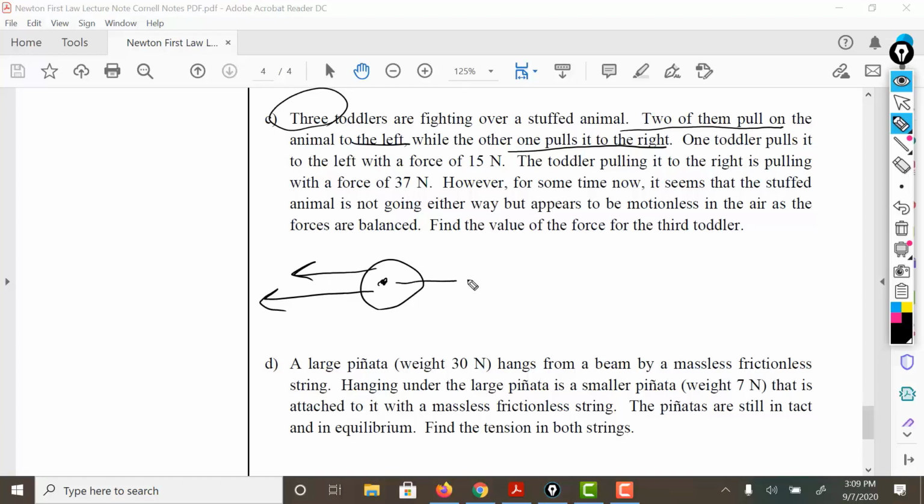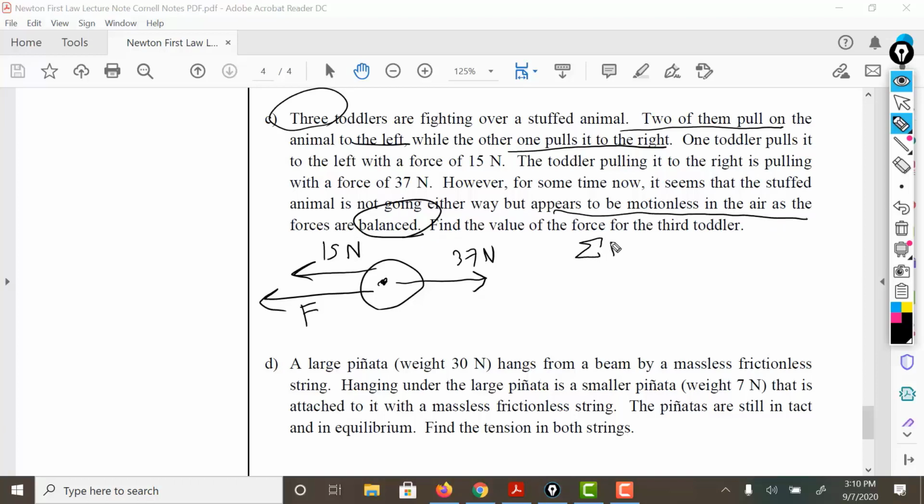One of them is pulling it to the right. So the one pulling to the left is 15 newtons. One of them pulling to the right is 37 newtons. This one we don't know. I'm going to call this F. This is first law because it's motionless in the air and they're balanced. That's why it's equal to 0.